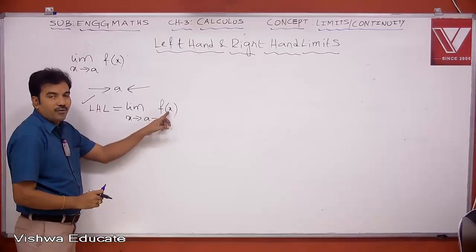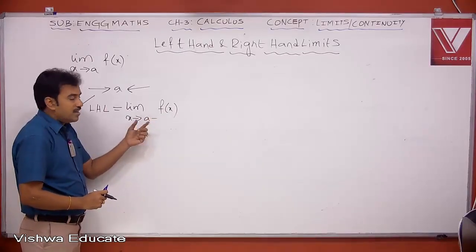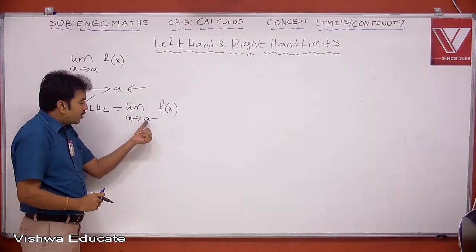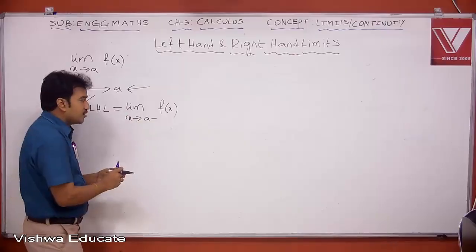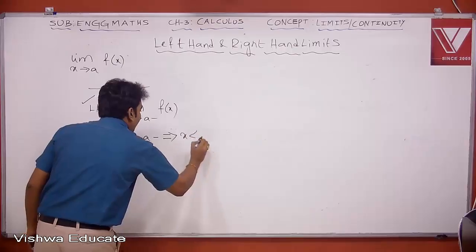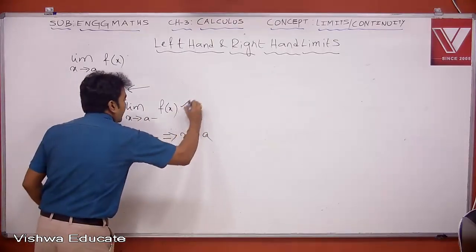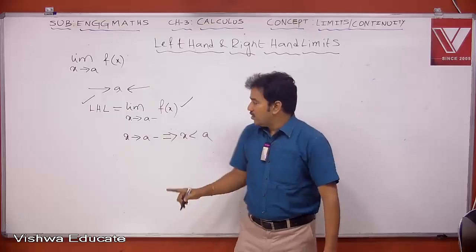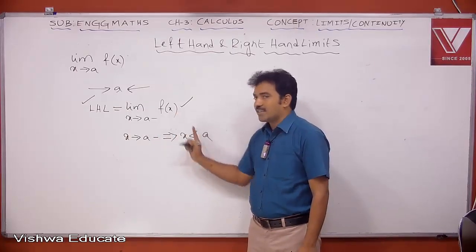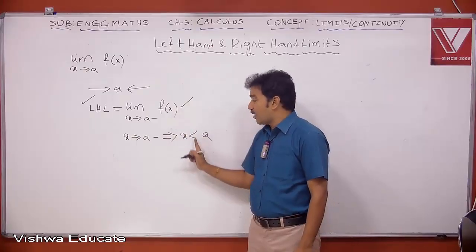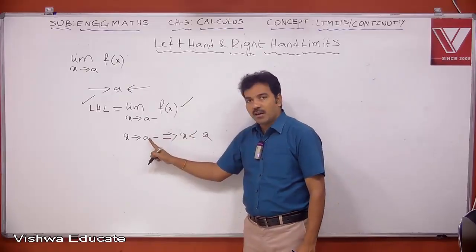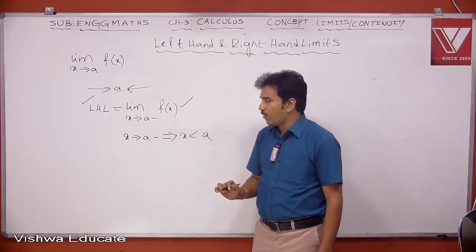Limit as x tends to a minus of f of x. Basically, a minus is not a number. It indicates that we are approaching a from the left side of a. Here x tends to a minus means x value is less than a. Now my question is how to get this value. x tends to a minus implies x is less than a. So what is f of x when x is less than a? Simplify the function f of x when x is less than a. Once f of x is simplified when x is less than a, replace x by the number a only. So you will get some finite value, right?